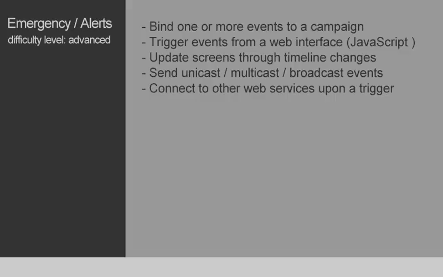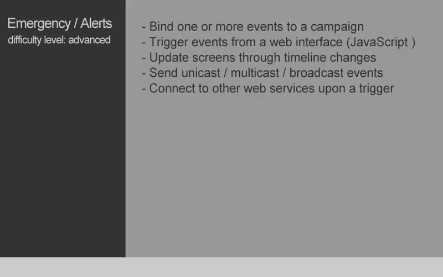So for example, universities would integrate their existing emergency system with the digital signage. So if, let's say for example, there's a fire, all the screens or the specified screens could actually go ahead and display a particular message, for example, evacuate the building, with an arrow to the exit signs. And so in this video tutorial, we'll explain how to configure and trigger these types of events.